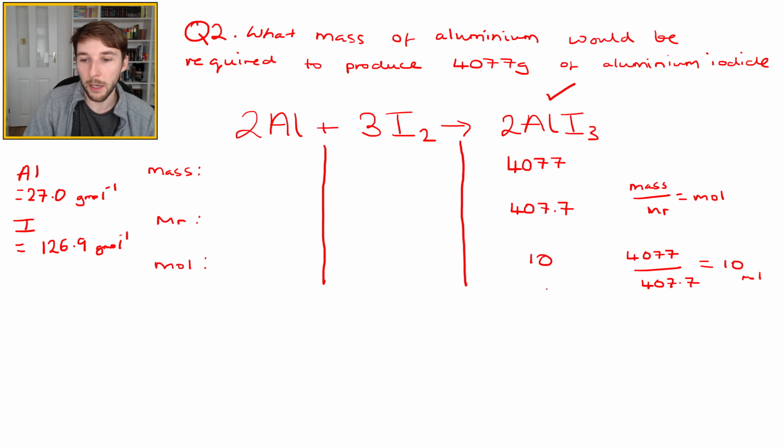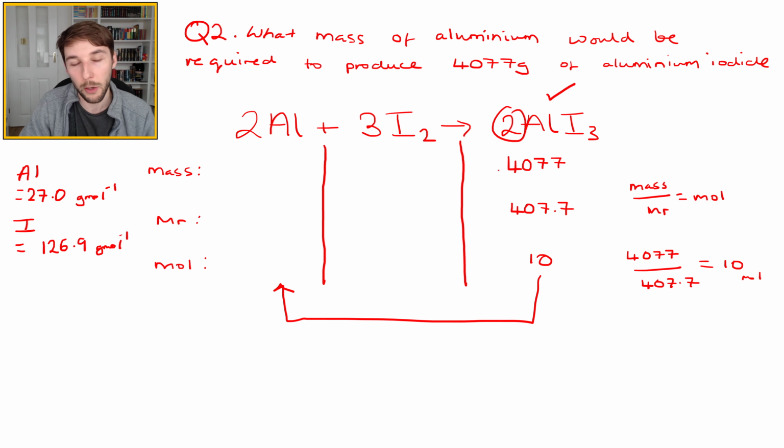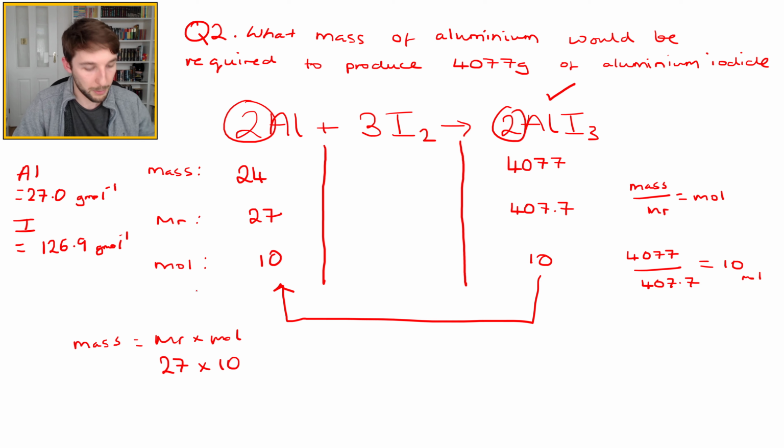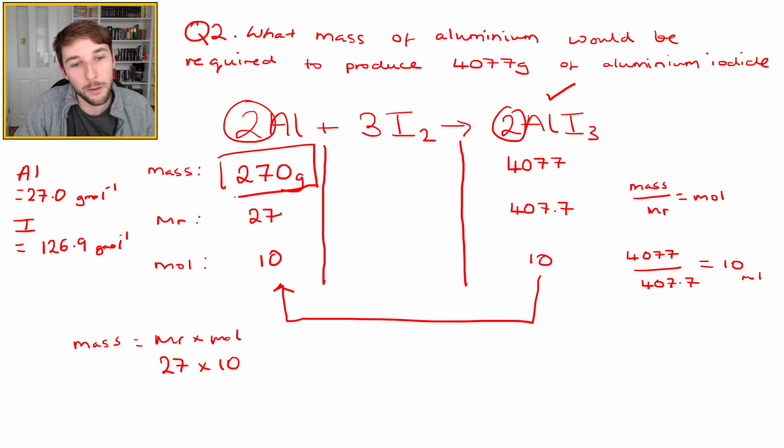Then we're going to take this mole number across to the aluminium, and as always we divide by the coefficient in our own column and we multiply by the coefficient in the target column. So dividing by 2 and then timesing by 2, well, that cancels out. So this number here is just 1 to 1 with it, it's 10. The Mr of aluminium that you should have got would have been 27. And therefore to work out the mass, we do Mr times mole. And effectively what we're doing here is 27 times 10. So you should have got 270 grams. Okay, so 270 grams as being your answer there.